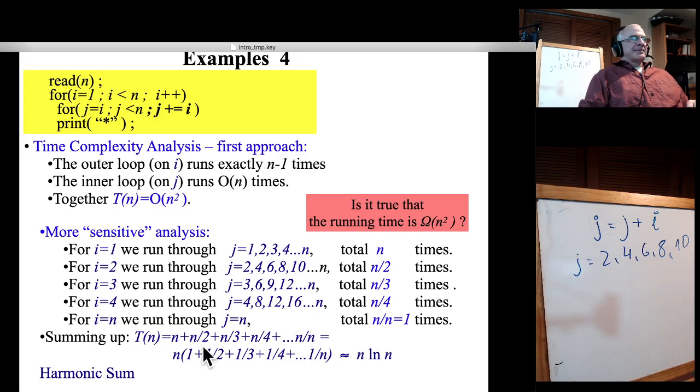And this sum has a name. People that took calculus undoubtedly covered this part. It's called the harmonic sum. And the number that you see here in the parenthesis is very close to log to the base e, the natural log of n. Ln n. 1 plus dot dot dot 1 over n is ln n plus a little error. And all of it times n, so the running time of this code is actually n log n. Order of n log n, or n ln n to be precise.